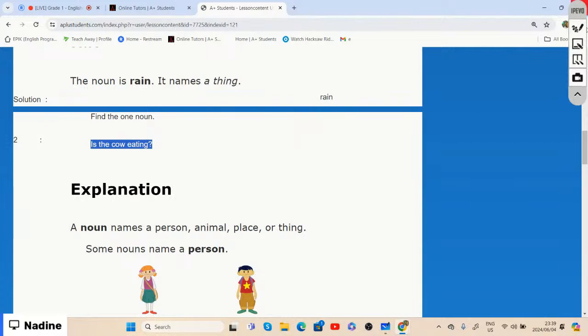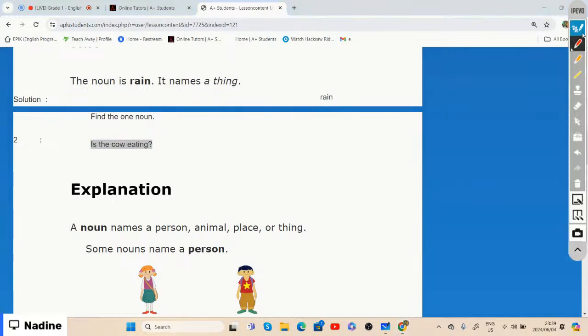All right, and if we were to identify our noun, then we can say cow is our noun. So cow is our noun and it names an animal, right? So cow is our noun within that sentence.